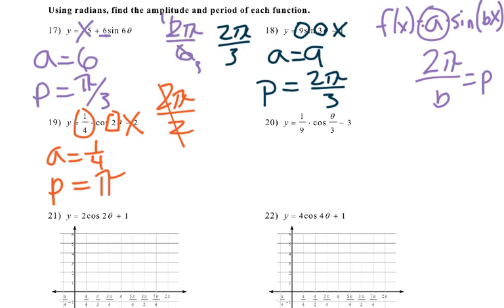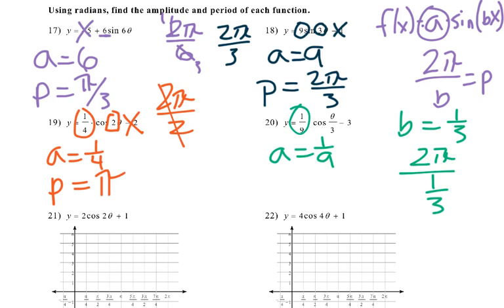And hopefully you tried out all these problems first and now we're watching it, or at least seeing one and then stopping. Okay, on 20, amplitude would be 1/9. Period would be not 1/3. B is 1/3. So you go 2 pi over 1/3, which is basically 2 pi divided by 1/3.